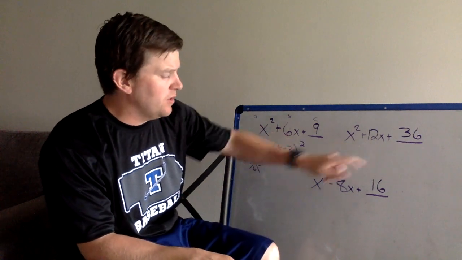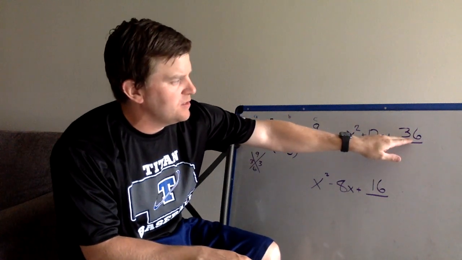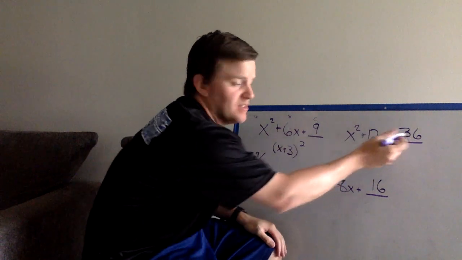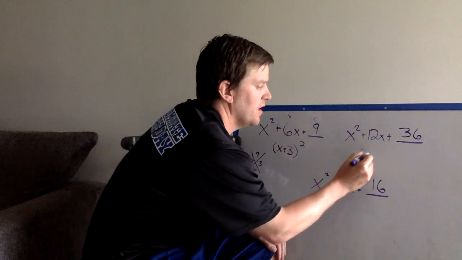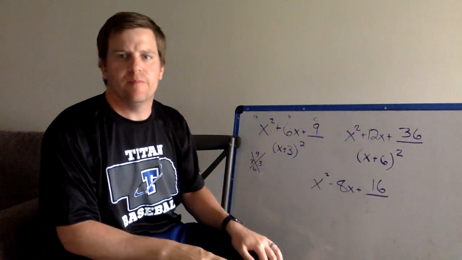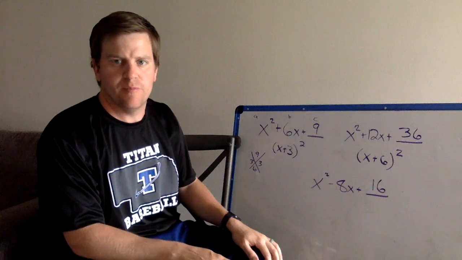So if we look at this one, think of the X method again, or think of factoring that. What multiplies to 36 and also adds to 12? Well, it could be 6 and 6. So we have x plus 6 squared, because 6 times 6 is 36, 6 plus 6 is 12.